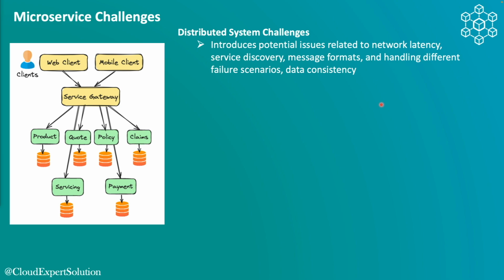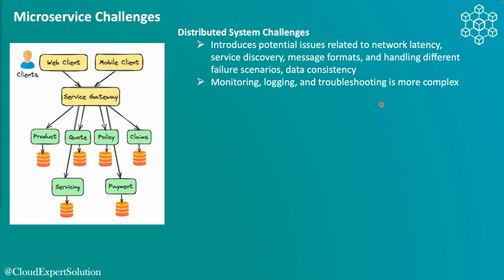Next, we will review microservice challenges. First, since this is a distributed system, that will include all the distributed system challenges. It may introduce potential issues related to network latency, service discovery, message format, handling different failure scenarios, or even data consistency. Since all the modules are communicating with each other, it can create network latency. Since all the modules are separate and we may want to communicate over the public internet, that can add some network latency. In contrast, if all the modules are in one application server, the module communication will be much faster.